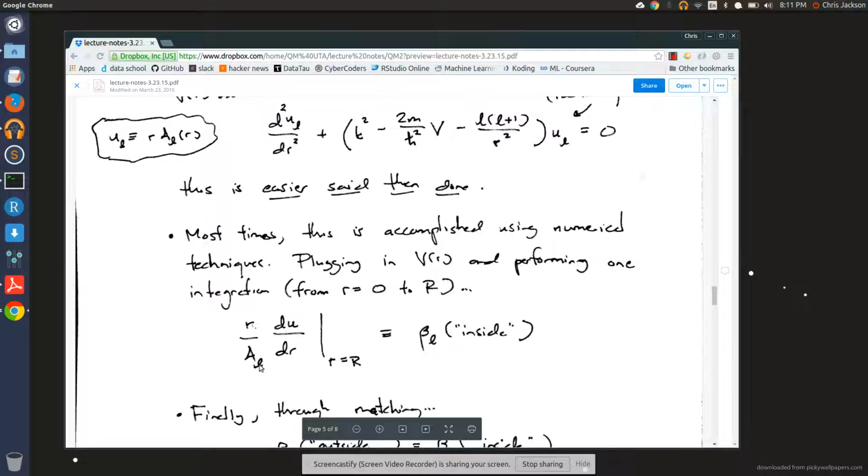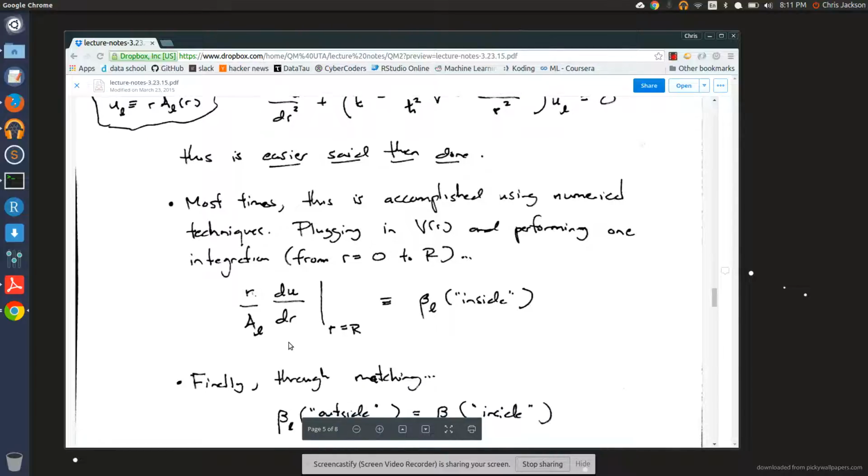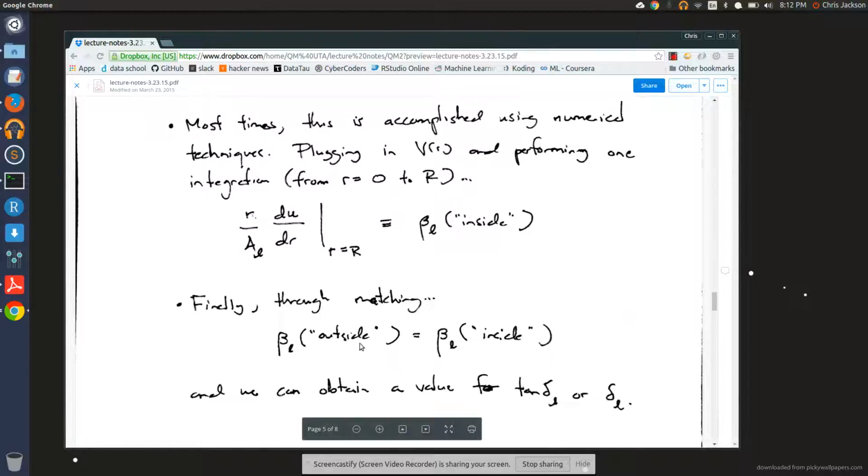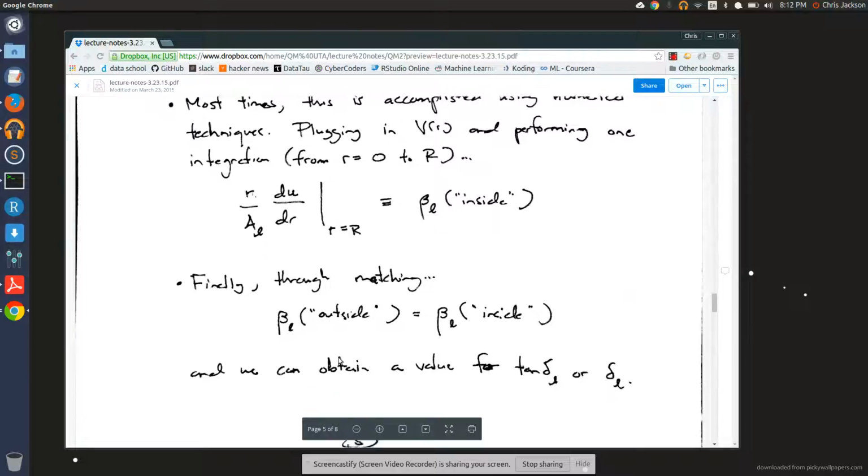And that thing is precisely what we call beta, okay? So this is inside the potential, right? So we have this thing evaluated at the range or at the boundary of the potential. This is the beta sub L inside the potential, right? And so now, instead of matching the wave functions from inside and outside, we're going to match these quantities beta sub L from inside and outside, right?